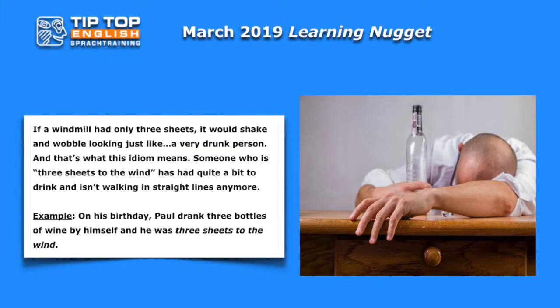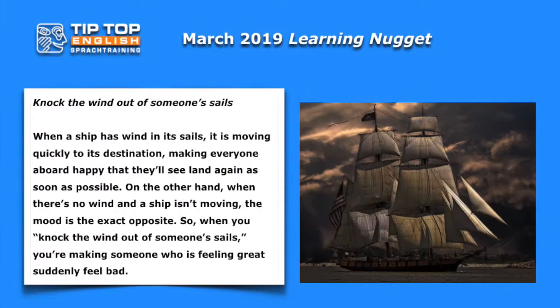If a windmill had only 3 sheets, it would shake and wobble, looking just like a very drunk person. So, someone who has 3 sheets to the wind has had quite a bit to drink and isn't walking in straight lines anymore. Example, on his birthday, Paul drank 3 bottles of wine by himself, and he was 3 sheets to the wind.